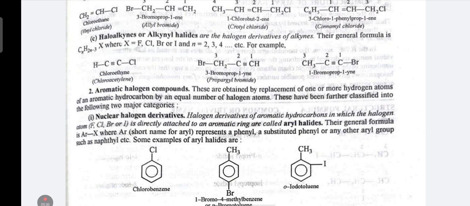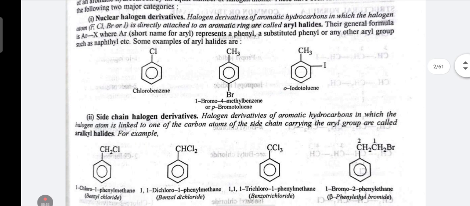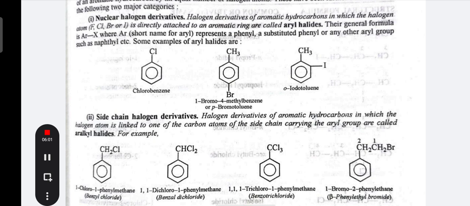Their general formula is Ar-X, where Ar is a short name of aryl, represented as phenyl, a substituted phenyl or other aryl group such as naphthyl, etc. Some examples of aryl halide: chlorobenzene, 1-bromo-4-methylbenzene, ortho-iodotoluene. Now we will discuss the second type of aryl halide, that is side chain halogen derivative.